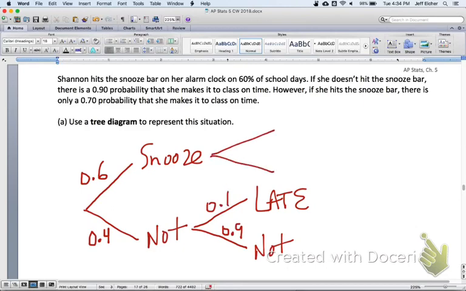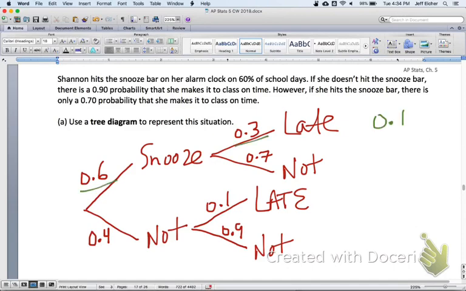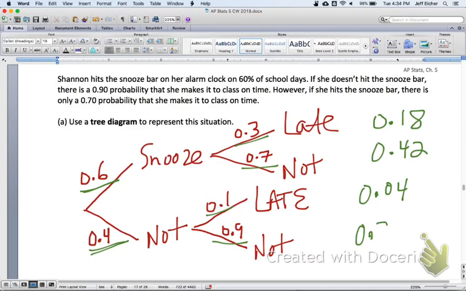If she does hit the snooze bar, late or not. However, if she hits the snooze bar, so we're at the top now, there's only a 70% chance that she makes it to class on time. 70. And the complement of that is 30. And then what we can do is we can multiply these branches. 0.6 times 0.3 is 0.18. 0.6 times 0.7 is 0.42. 0.4 times 0.1 is 0.04. And 0.4 times 0.9 is 0.36.